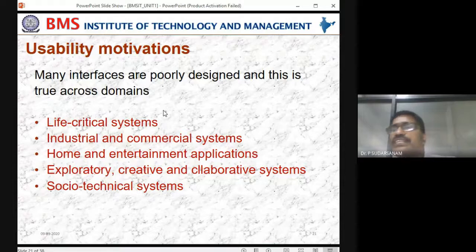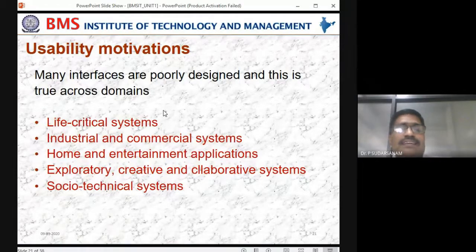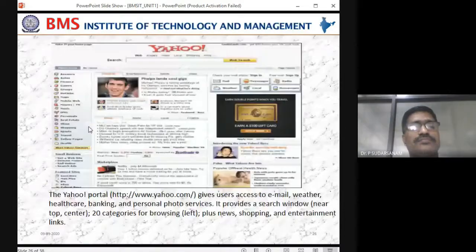So industrial and commercial systems. In these industrial and commercial systems also you need to explain the motivations for the users. The next one is home and entertainment applications. They have given it separately. Next is exploratory, creative, and collaborative systems, and social technical systems, which we have to see now. All these things nowadays we are seeing in our day-to-day life, at home or wherever it may be. So all that is the usability motivations.